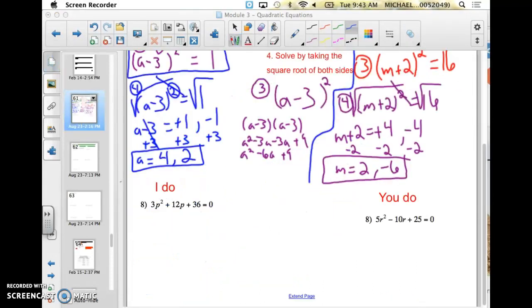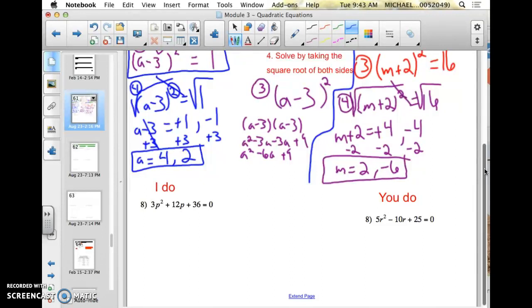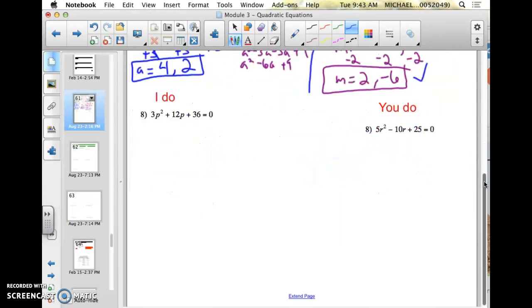You should have paused the video and tried number 2 on your own. The solutions I got were m equals 2 and negative 6. If you did not get that, please check with a neighbor or raise your hand and I will come check your work. Now, really quickly to finish off this video, I wanted to do one more example because you'll see this as well.